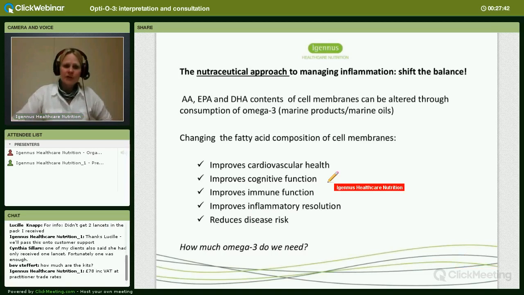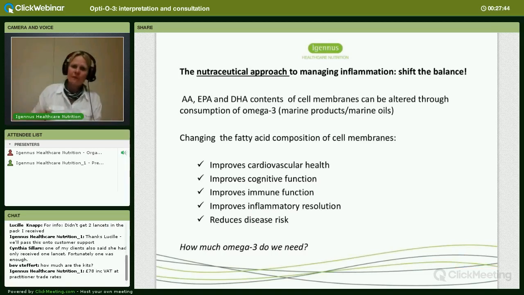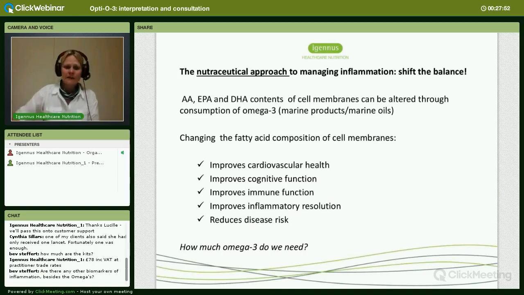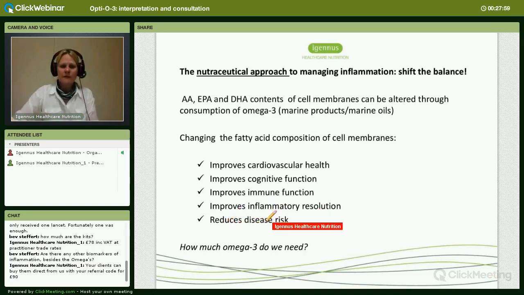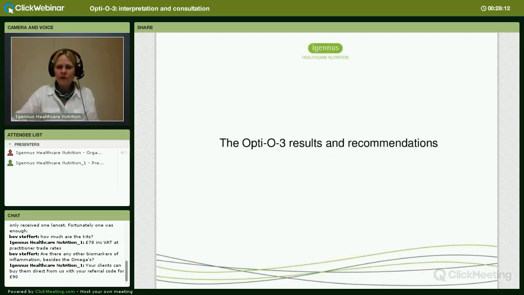And if we change the fatty acid composition of our cell membranes, we get improved cardiovascular health, we get improved cognitive function, we can improve our immune function, and significant improvements in inflammatory resolution. And overall, we can reduce our risk of disease. But this is the key question that we get asked: how much omega-3 do we need to obtain these kinds of health benefits? And this is the purpose of the Opti-O-3 biomarker test.